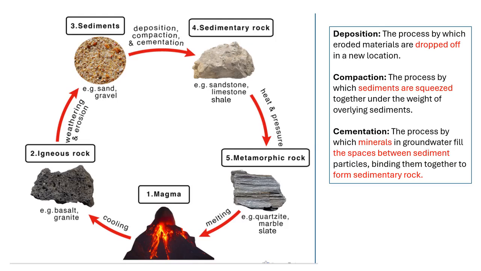Examples of metamorphic rocks are quartzite. Now, quartzite comes from sandstone. So when sandstone undergoes metamorphosis and forms a metamorphic rock, it forms quartzite. When limestone experiences this big amount of heat and pressure and undergoes metamorphosis, it forms marble. And when shale changes to a metamorphic rock, it forms slate.